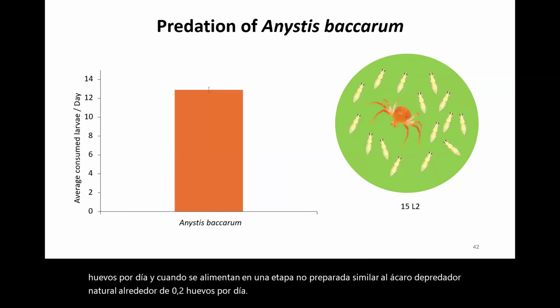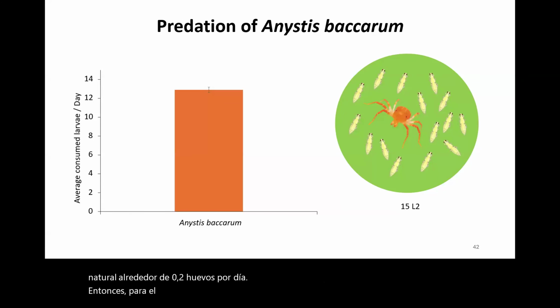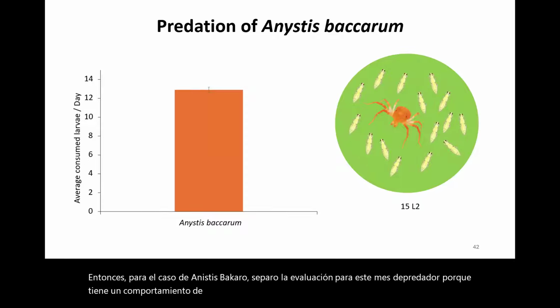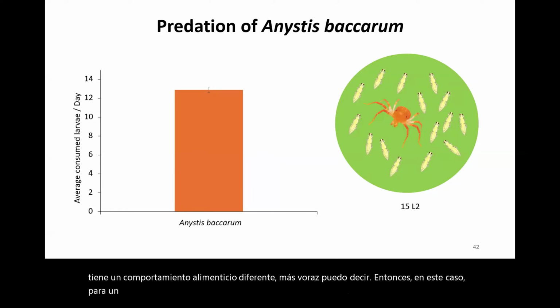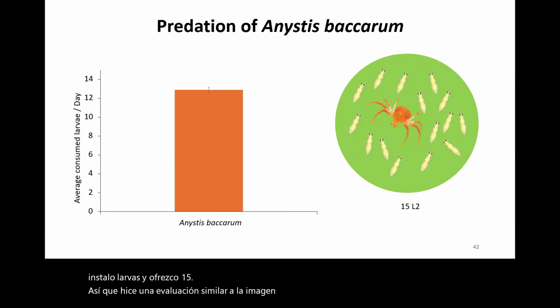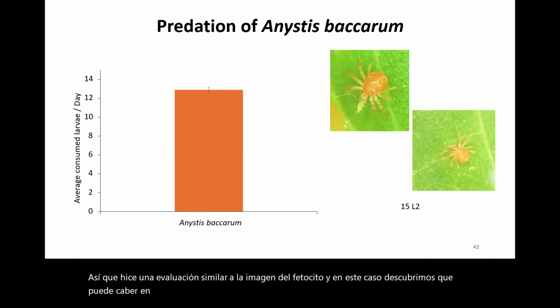So for the case of Amblyseius swirskii, I separate the evaluation for this predatory mite because it has a different feeding behavior, more voracious, I can say. So in this case, for this mite, I offer second instar larvae instead of first instar larvae, and I offer 15. I made the evaluation similar to the phytoseiid mites, and in this case, we found that it can feed on more than 12 second instar larvae per day.